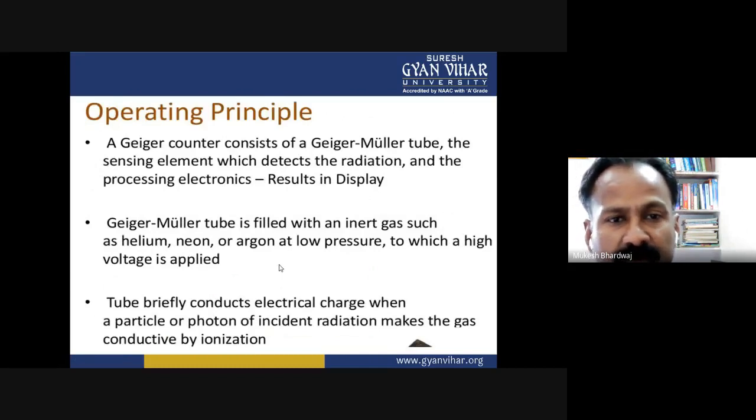Operating principle: the Geiger-Muller counter, or GM counter, consists of a GM tube, the sensing element which detects the radiation, and processing electronics which results in a display. The GM tube is filled with an inert gas such as helium, neon, or argon at low pressure, to which a high voltage of nearly 2000 volt is applied. The tube briefly conducts electrical charge when a particle or photon of incident radiation makes the gas conductive by ionization.